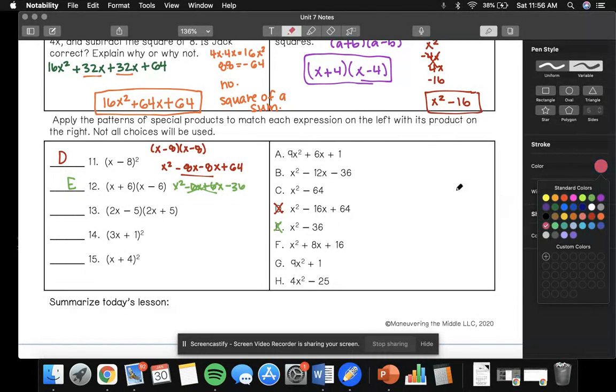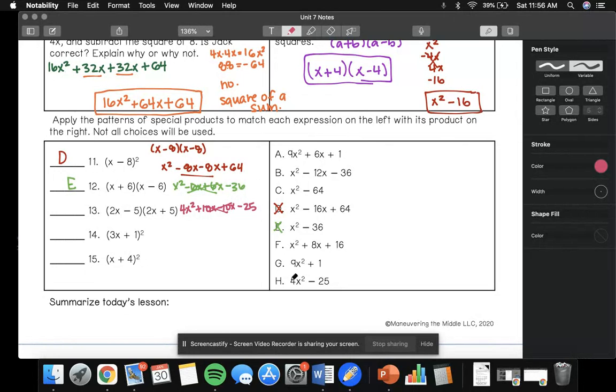Okay, for this one, again, we have the same thing, just one adding, one subtracting. So this will be difference of squares. Again, I'm just going to do it the way I know how to do it. 4x squared, 2x times 2x, 2x times 5, negative 5 times 2x, and then negative 5 and positive 5. Okay. This would make a 0, and I'm left with 4x squared minus 25, which would be H.